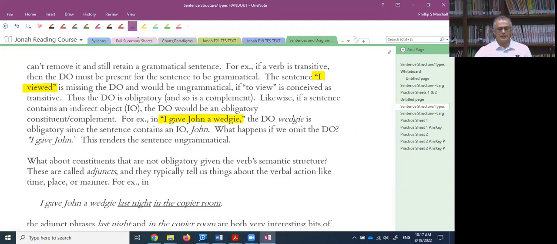What are the parts here? I is the subject. Gave is the verb. John is the indirect object. And wedgie is the direct object. The wedgie is what I gave. John is the one I gave it to, right? Everybody see that? Let me get rid of that mistake there. Okay, so let's say for a verb like to give, I drop the direct object.